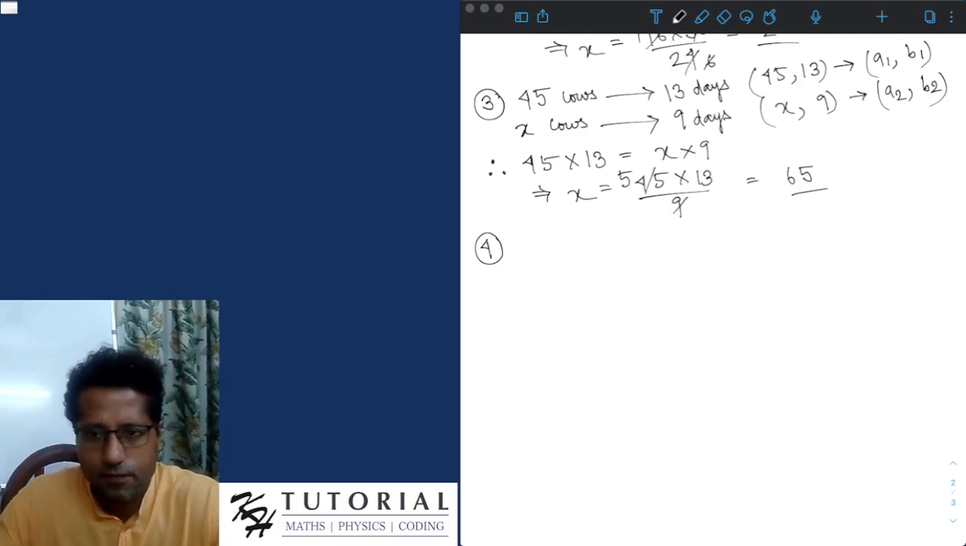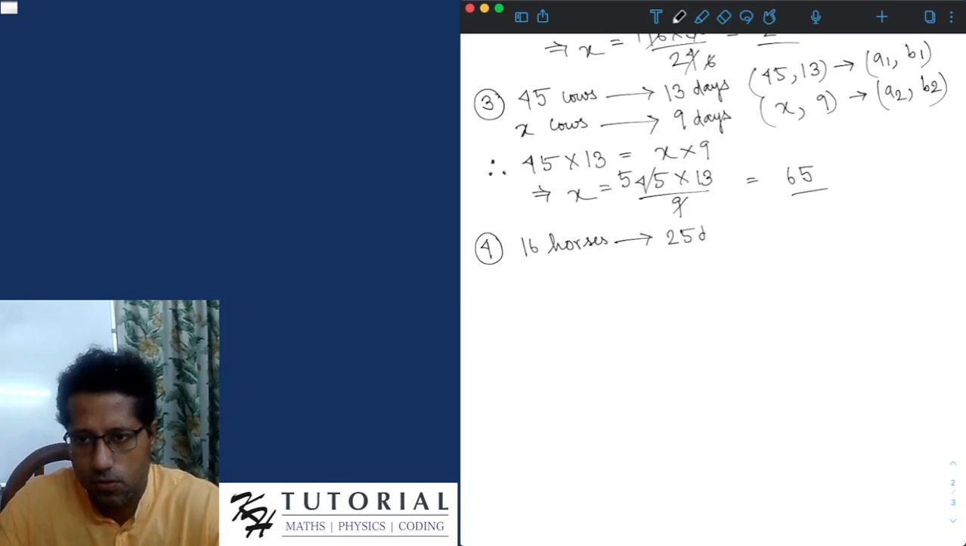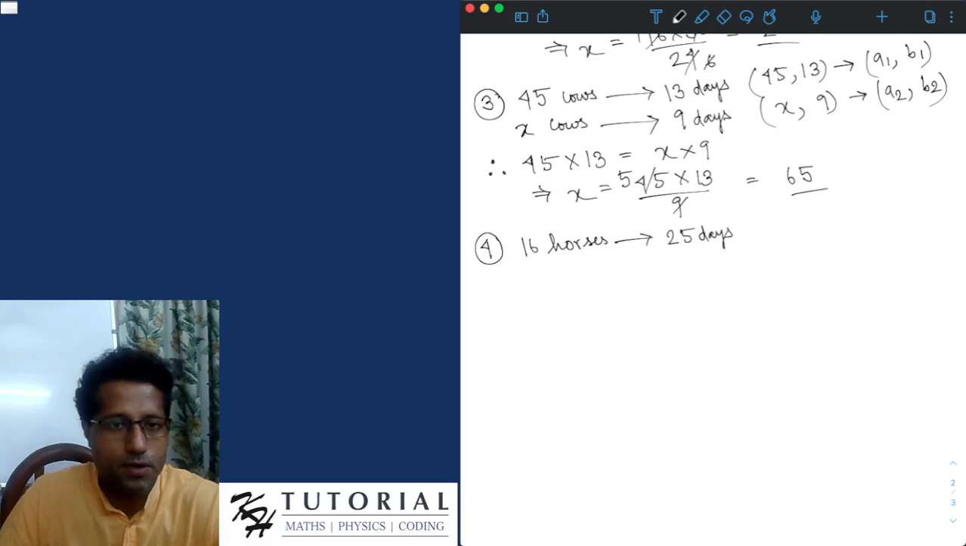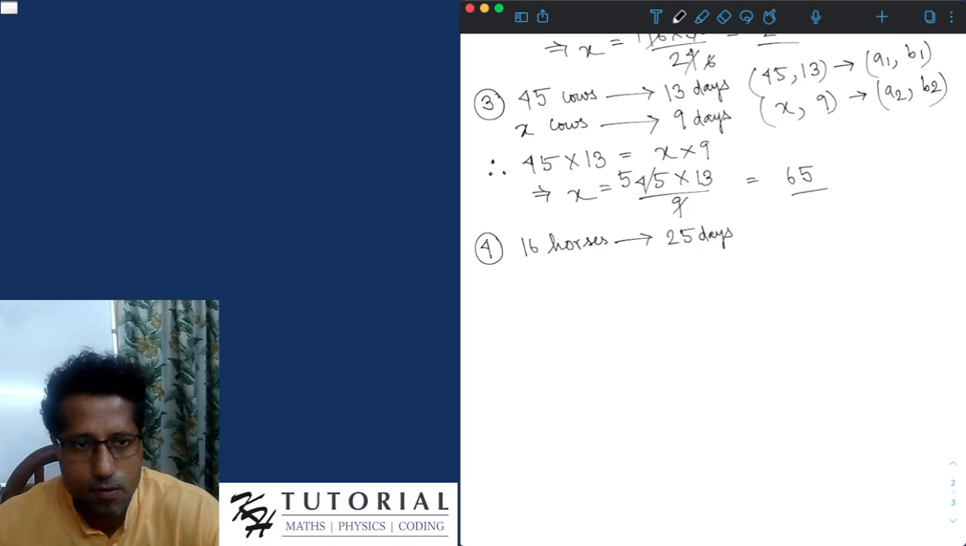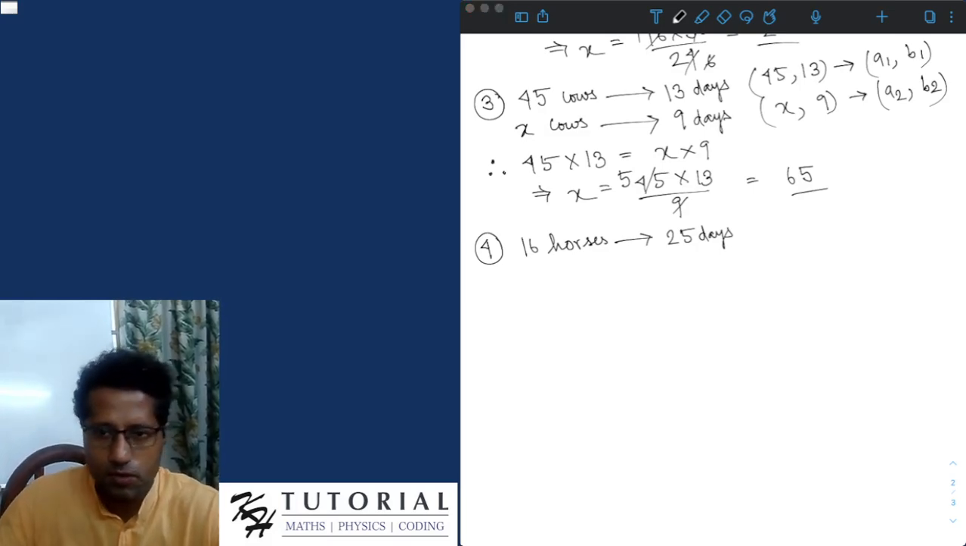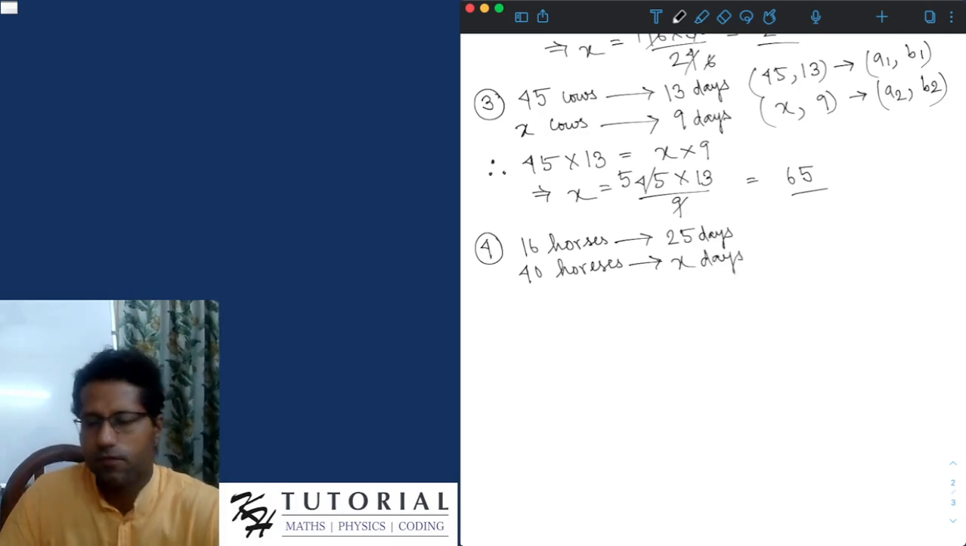So it is given that 16 horses take 25 days to consume a certain quantity of corn, and it is asking in how many days the same quantity would be consumed by 40 horses. So let's assume that 40 horses will take x days to consume the same quantity of corn.